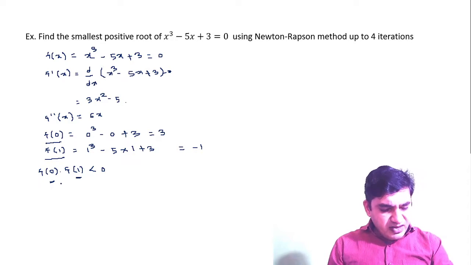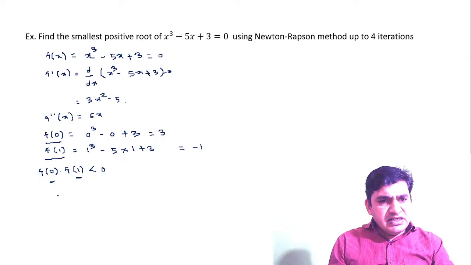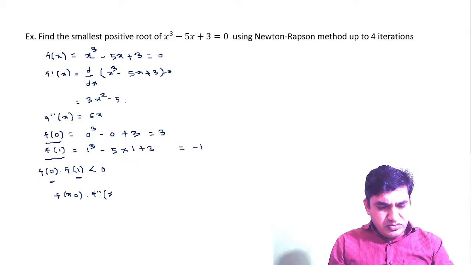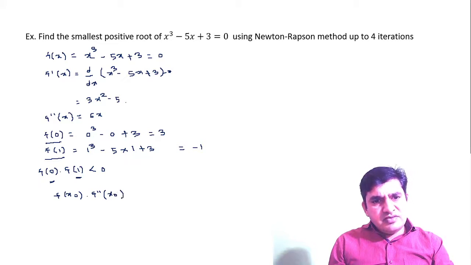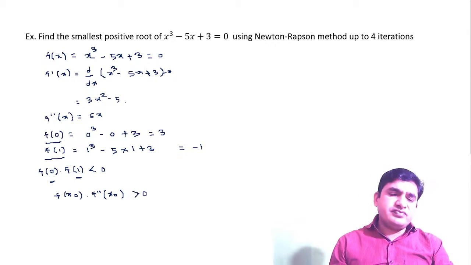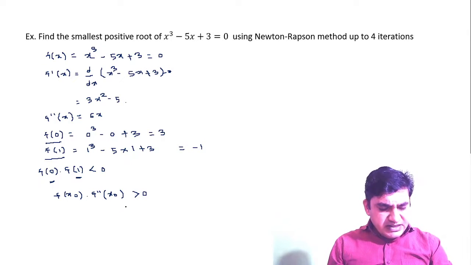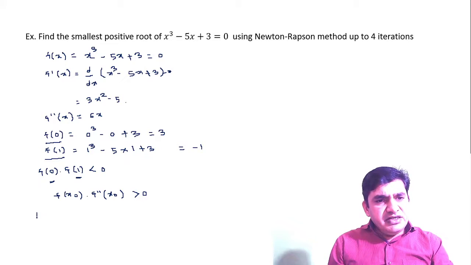Now if we consider f of x0 into f double dash of x0, then it is greater than 0. Now find f double dash of 0.